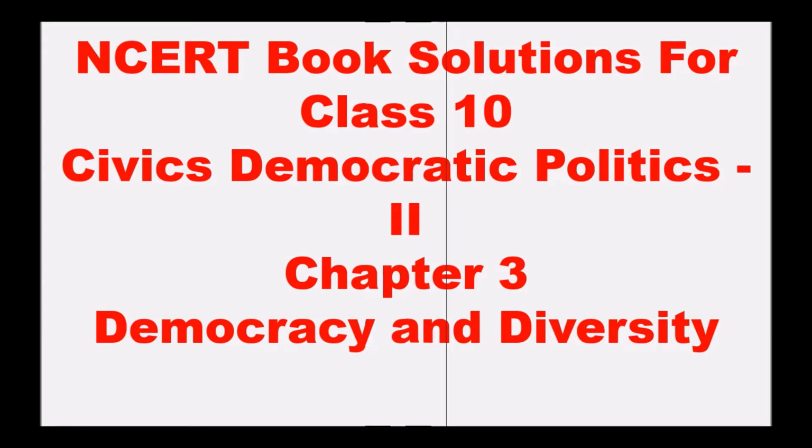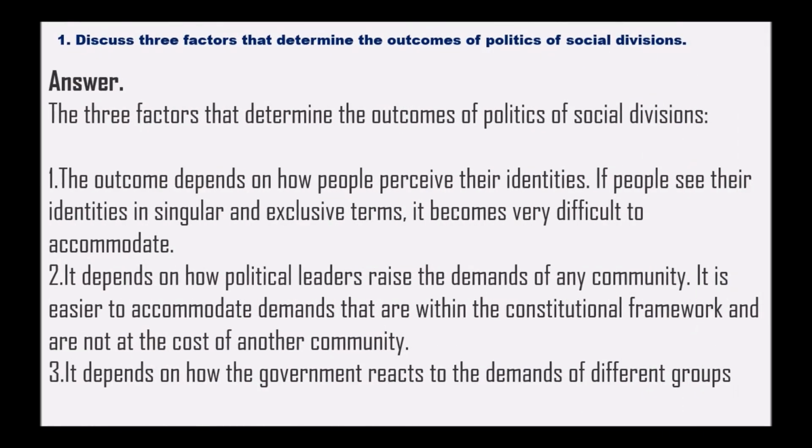Let's solve the textbook exercise. The first question: discuss three factors that determine the outcomes of politics of social division. So the answer is, the outcome depends on how people perceive their identity. If people see their identities in singular and exclusive terms, it becomes very difficult to accommodate. It depends on how political leaders raise the demands of any community.